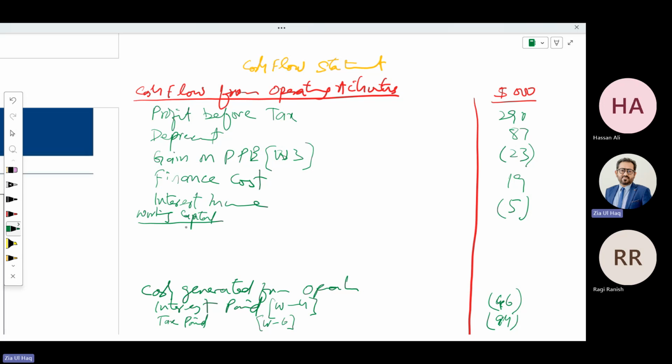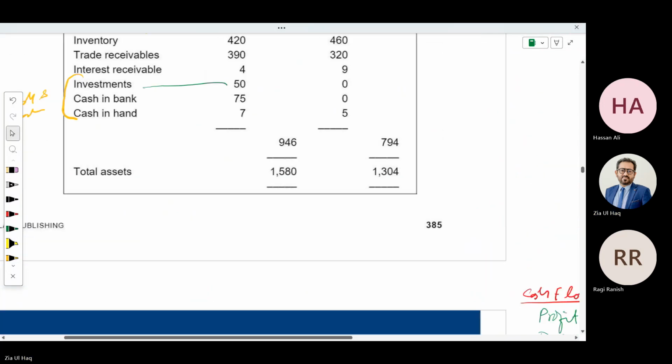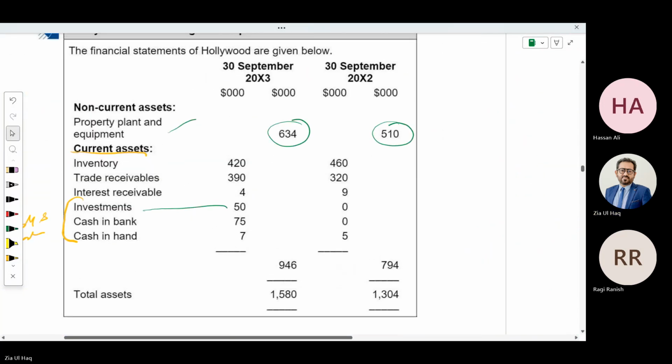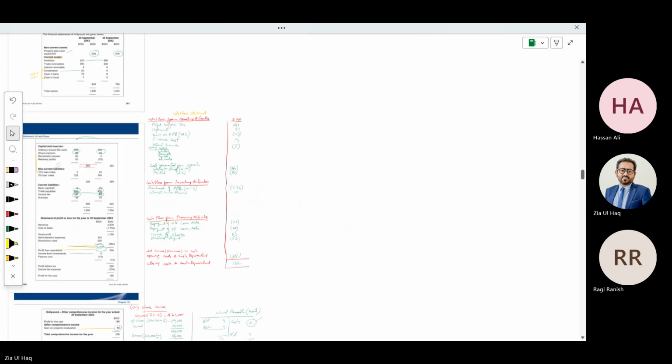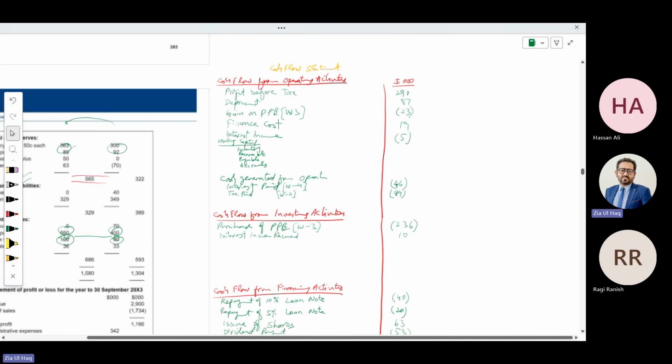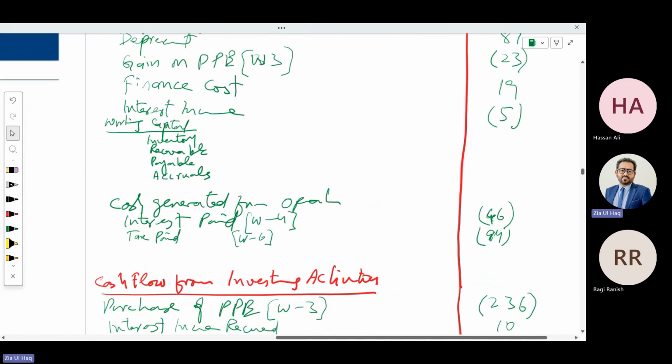Working capital is relating to inventory, receivable, payable, and accruals. If we see inventory, in inventory decrease by 40. Decrease should be added. Inverse. So inventory 40 decreased. So we will add 40.